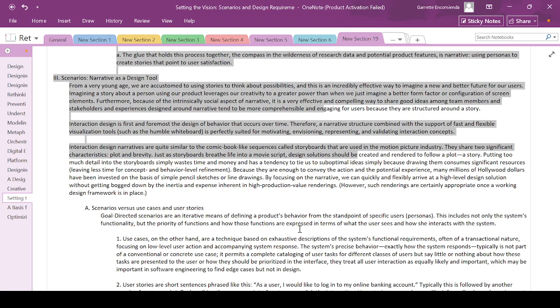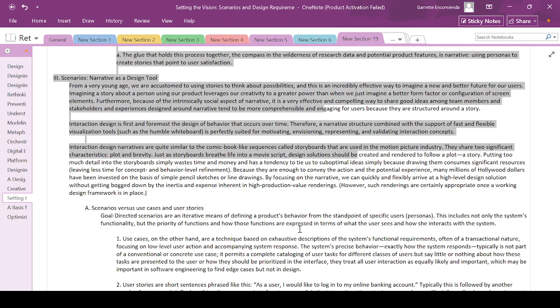So because we're trying to structure it through story and we remember stories better than just lists or structure, we leverage our creativity. Therefore, we get more information because we need to create a plot, etc. Furthermore, because of the intrinsically social aspect of narrative, it is a very effective and compelling way to share good ideas among team members and stakeholders.